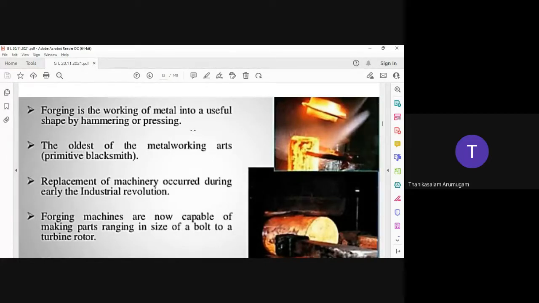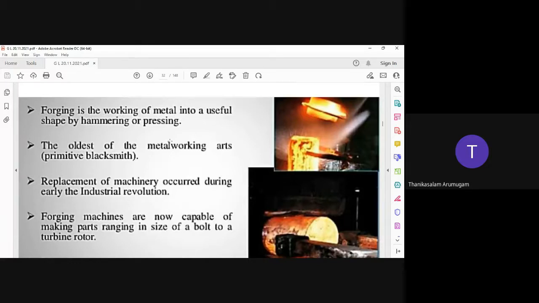When you heat the metal, you can bend it, that's why we are applying heat. So we heat the metal above recrystallization temperature. There are two forging methods, cold forging and hot forging. Without heat, we can apply the hammering process to convert the metal to the required shape and size. It is called cold forging. Hot forging means heating the metal above recrystallization temperature.